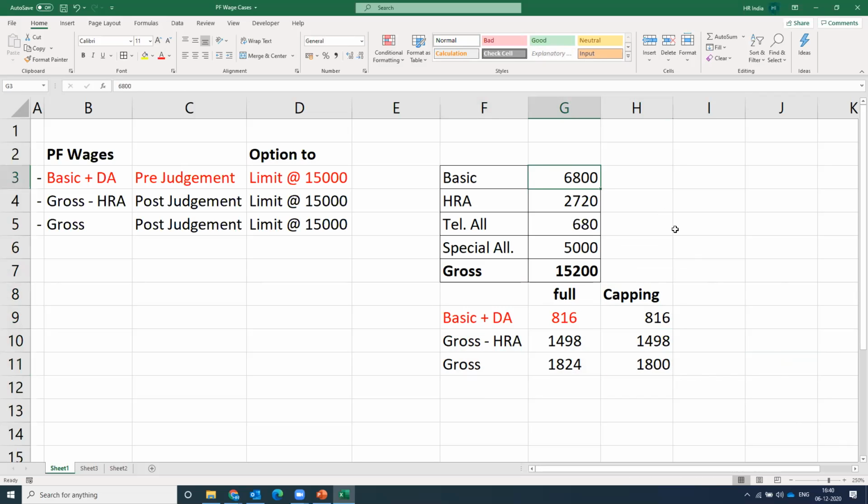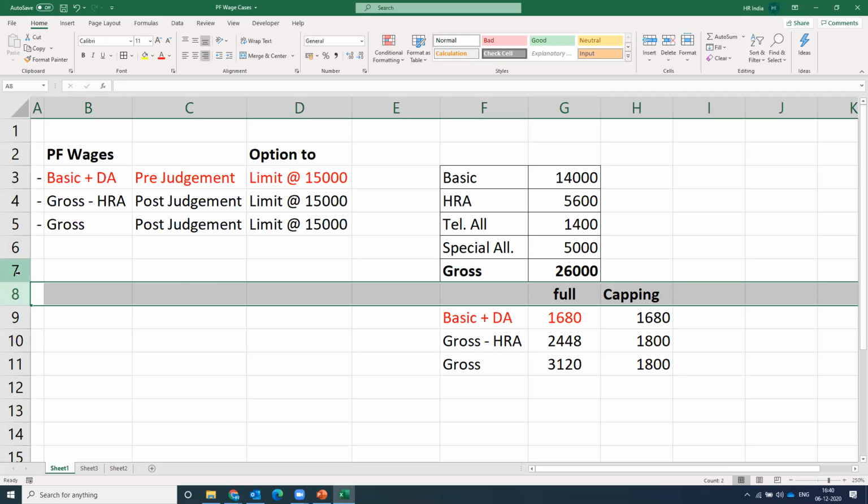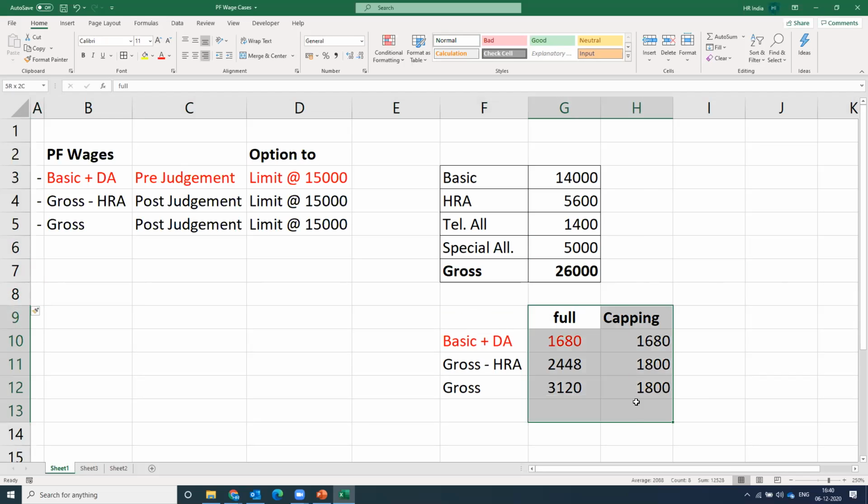Let's increase this amount a bit. Let's make the basic salary 14,000. And now see the difference in the calculation of actual and the capping. If you go with the full PF contribution without capping, it will cost the employer more, right? And the employee's net pay also gets reduced, because if they both are contributing on the full amount of the PF wage, this amount would be a cost for the employer, and the same amount will be deducted from the employee's gross salary. So they'll get lesser in-hand salary also, but yes, they'll get a good saving amount also.